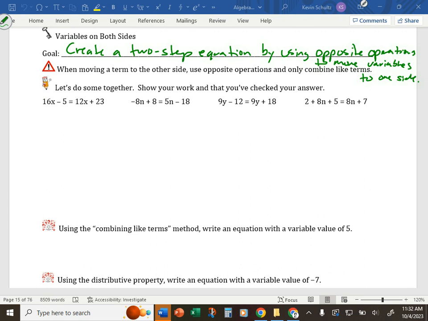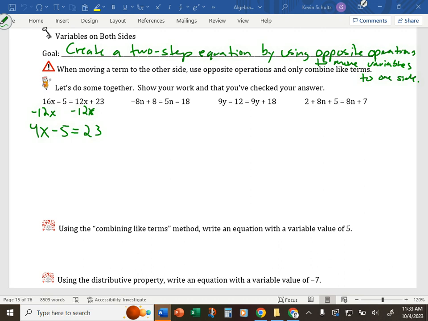Anyway, so 16x minus 5 equals 12x plus 23. Does it matter which side of the equal sign we move our variables to? It doesn't. So if you're an optimist and you typically think positively, you can subtract 12x from the right side, subtract 12x from the left side, and you will get positive 4x minus 5 equals 23. Right? We're taking that group of 12x's and moving it to the left side to combine or put with the other 16x's that we have there.